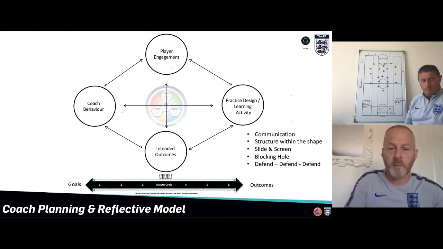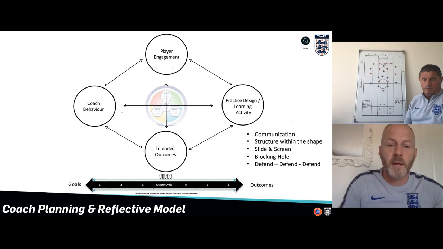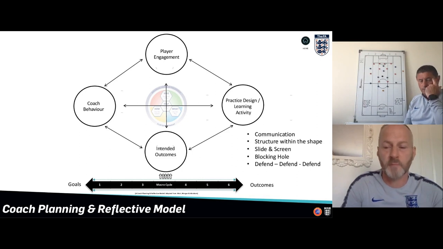So if we're really clear about the intended outcomes we want to try and achieve, and we'll go on to Jimmy's intended outcomes around the session shortly, we can then try and design practice or learning activity which speaks really closely to those intended outcomes, which gives the players really clarity and a clear idea around what it is we're trying to look at. In line with this, our coach behaviours will be shaped off what we intend to achieve, but also off the practice we've designed.